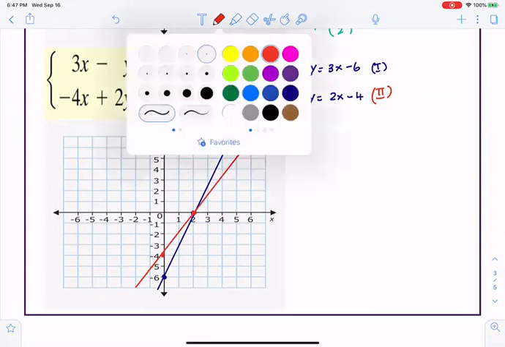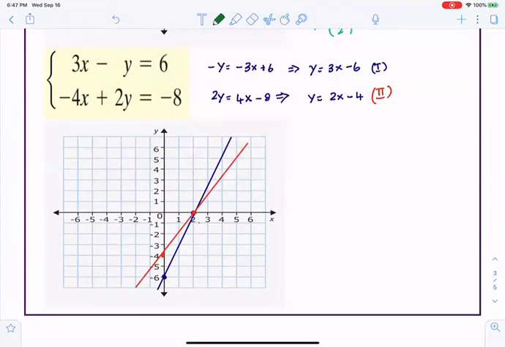So the point of intersection is right there. So (2, 0) would be the solution to this system of linear equations. It is always recommended to check so that we don't make mistakes.